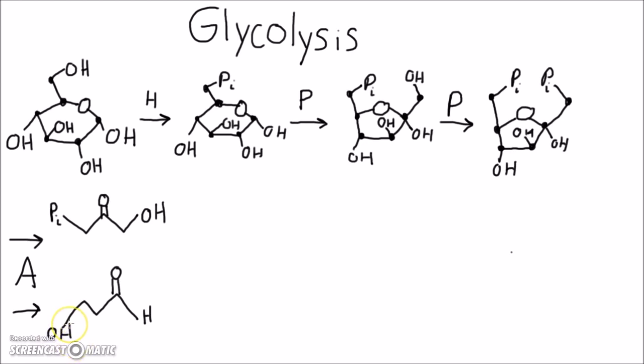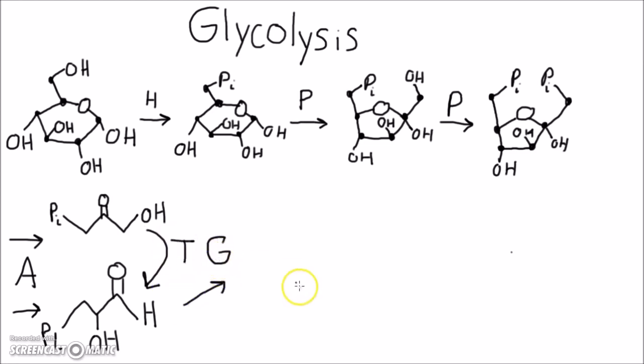So it's an aldehyde group. So it's a double bond O and an H hanging off of that carbon. And in the middle we have OH, and on the left we have phosphate. And the ketone is converted to the aldehyde using triose phosphate isomerase. And then glyceraldehyde 3-phosphate is converted to 1,3-bisphosphoglycerate using the enzyme glyceraldehyde 3-phosphate dehydrogenase.